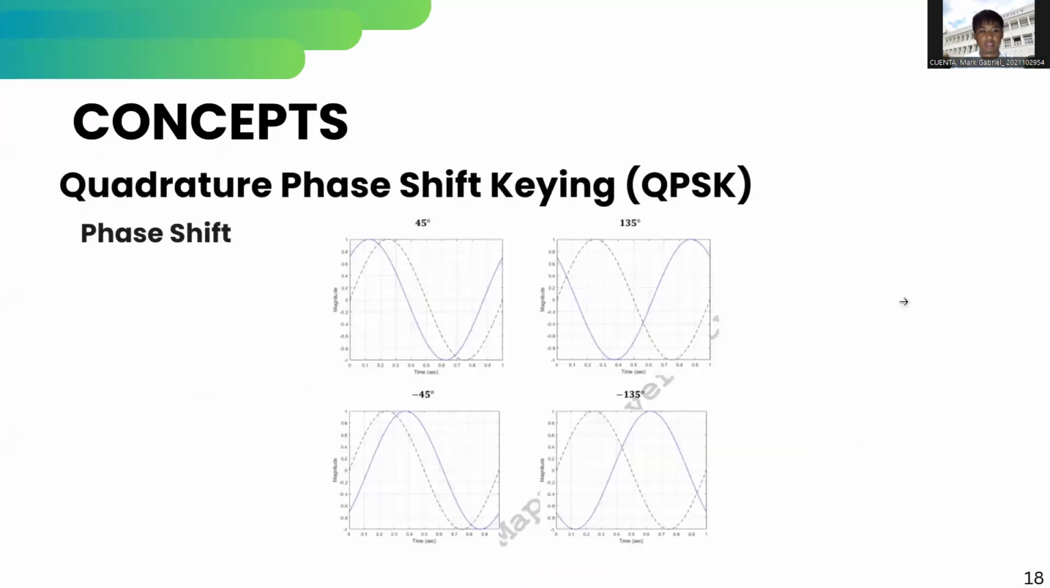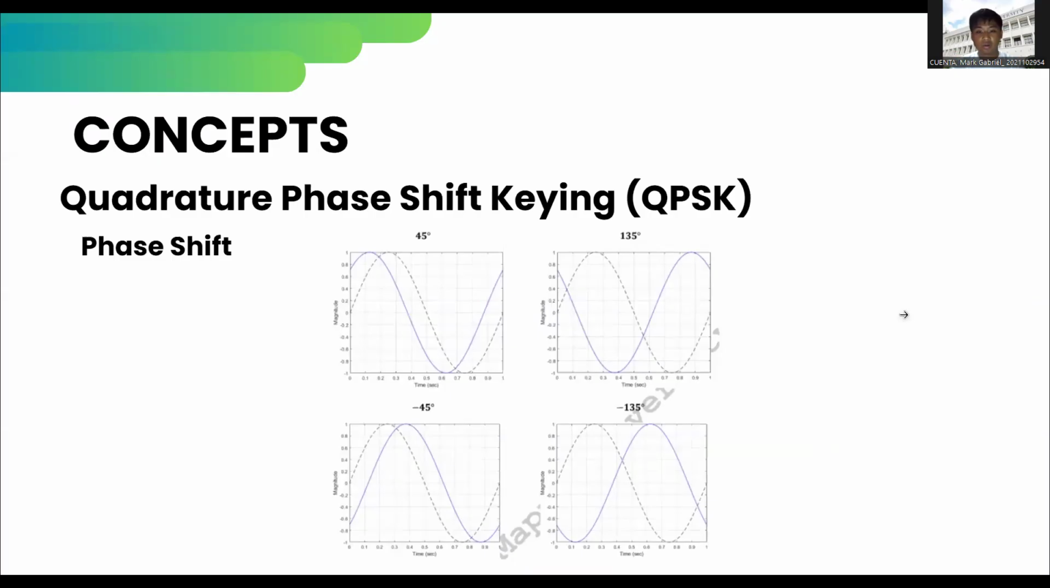So the concept for this is the following. These are the phase differences between signals. It can be illustrated by the time plot shown on this page. The phase shifted signals are the solid blue sinusoids and the original signals are the dashed black sinusoids. Here there are 4 different phase shifts shown: the 45 degree, the 135 degree, the negative 45 degree, and the negative 135 degree.